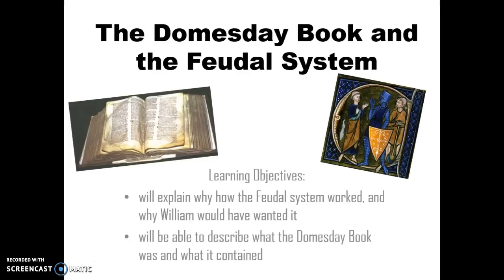So let's get started. Today's title is The Domesday Book in the Feudal System. I know the word looks like Domesday, but it did translate into Doomsday, and that's something we'll talk about tomorrow. We have two learning objectives. Firstly, we will explain how the feudal system worked and why William, as in William the Conqueror, would have wanted it. We will be able to describe what the Domesday Book was and what it contained.